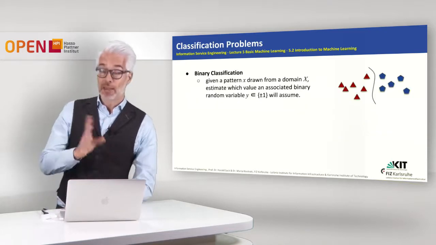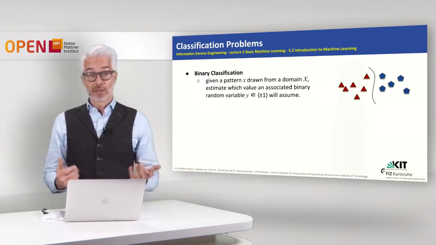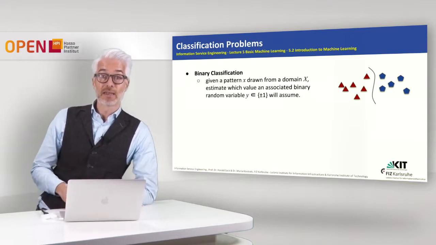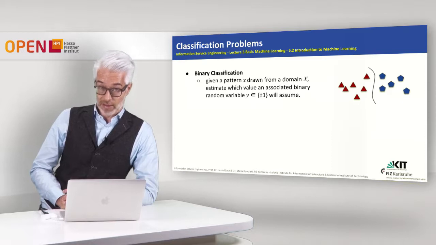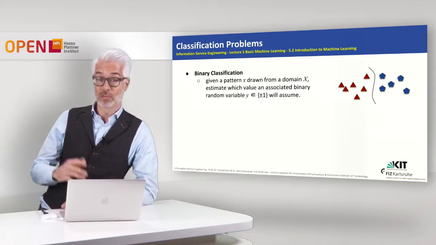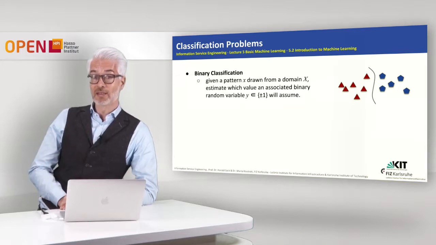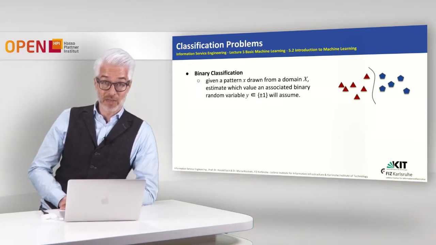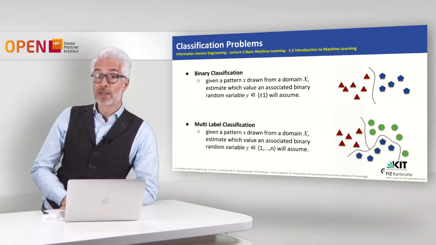Okay, but let's get back to the typical machine learning problems. One rather typical and rather simple task is the so-called binary classification task. There, given a pattern x drawn from some domain X, what you do is estimate which value an associated binary random variable y, either +1 or 0, or +1 or -1, will assume. So you try to split a given set of items into two different classes. This is binary classification. If there is binary classification, then of course there should also be multi-label classification.